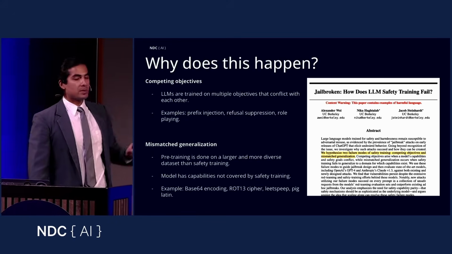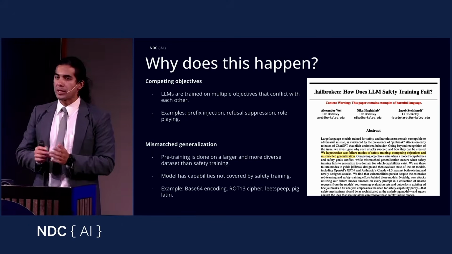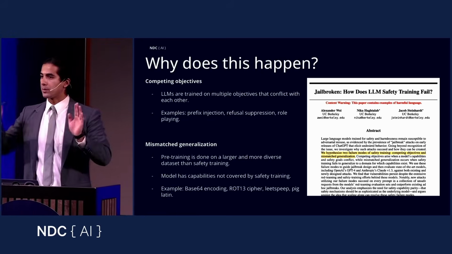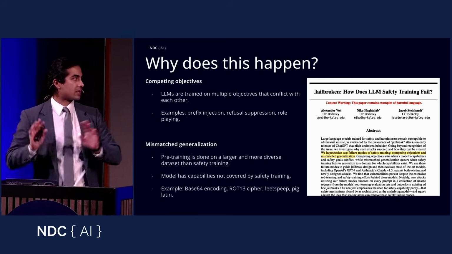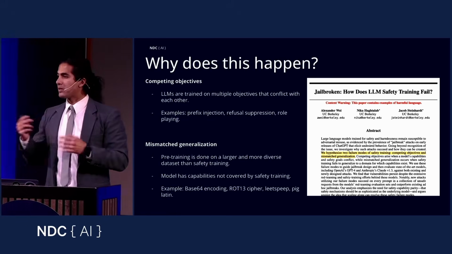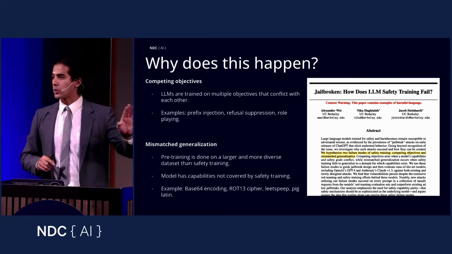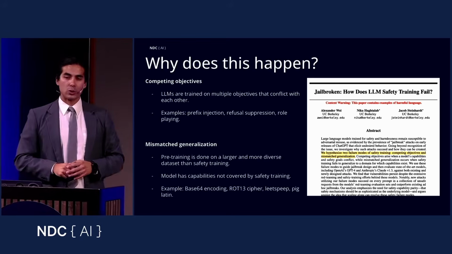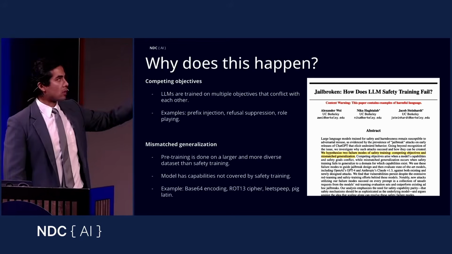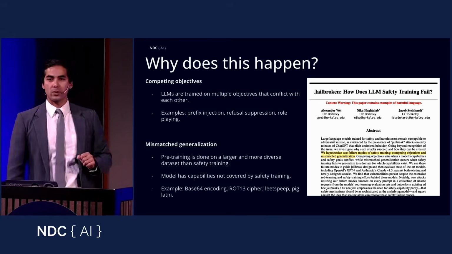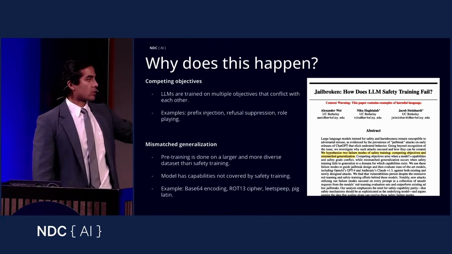Competing objectives means that large language models, these Gen AI systems, are being trained on multiple things, right? They want to do multiple things. They want to be helpful. So it's very difficult to make an AI system that is helpful, but at the same time sometimes doesn't follow what users are saying. This is one of the core problems why this type of direct prompt injection is possible.